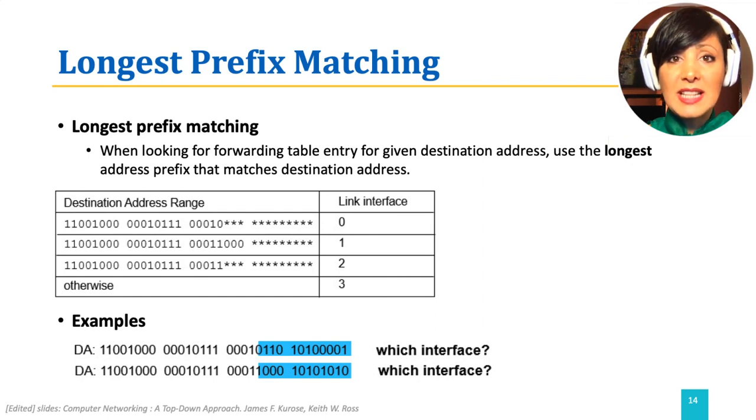The second number in the example, though, would match with both of the second and third row entries. However, since it has the longest match with the second row, it will use output port 1.